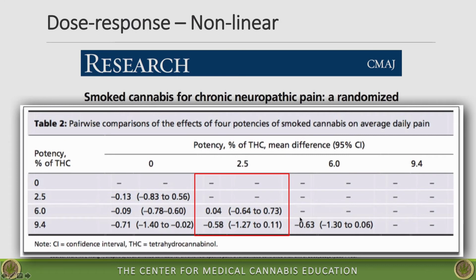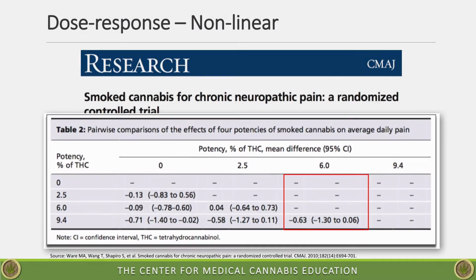The second column compares the potencies to the 2.5% potency. Basically, no difference between 6% and 2.5%. And then a small, albeit not statistically significant difference between the 9%, or the 9.4%, excuse me, and the 2.5% potency. And then finally, in the third column, the comparison is between the 9.4% and the 6% potency. And again, a small but not statistically significant reduction in pain scores.